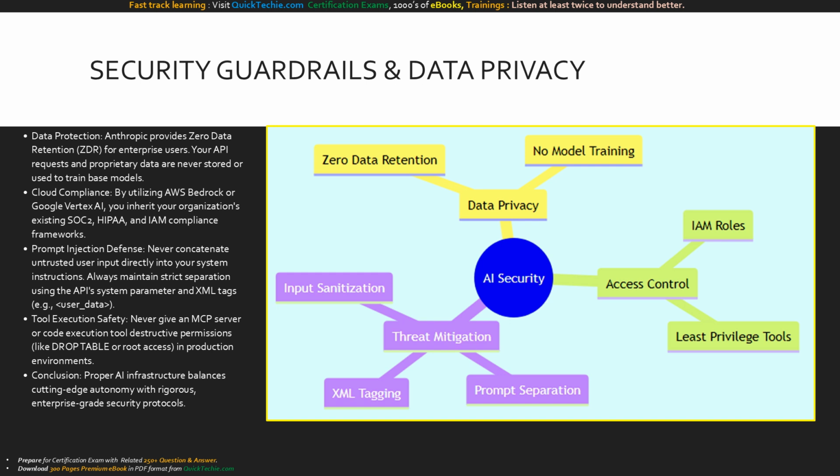Defend against prompt injection by utilizing strict data separation. Always keep user input quarantined inside XML tags, far away from your system prompt. Finally, practice the principle of least privilege with your tools. Never give an MCP database server write or delete access if it only needs to read data. Building robust infrastructure means balancing incredible AI autonomy with ironclad security.